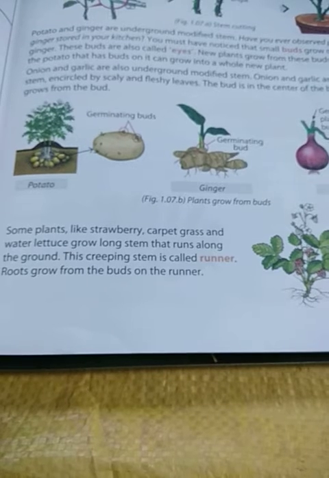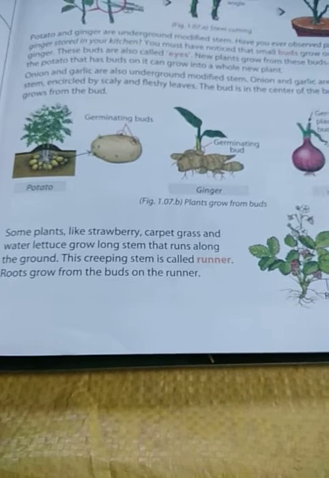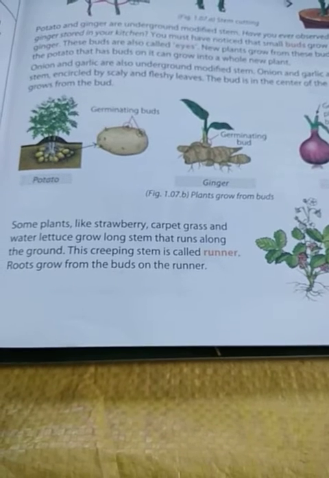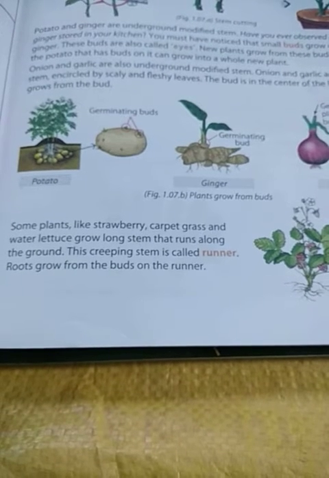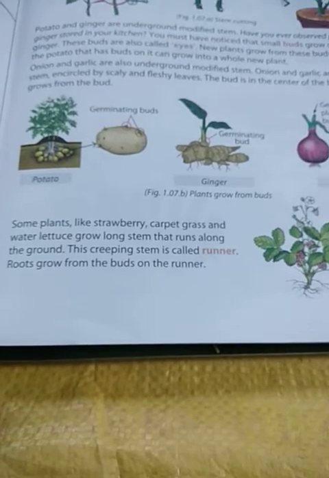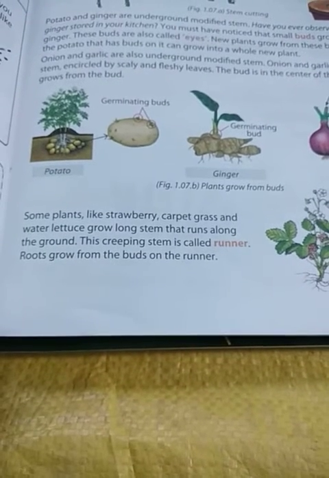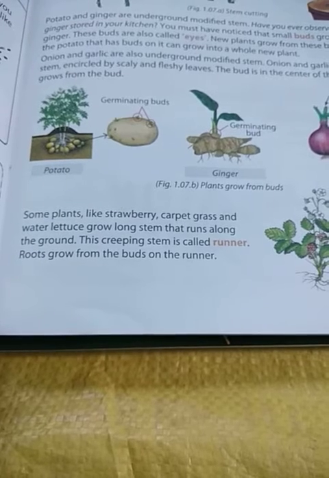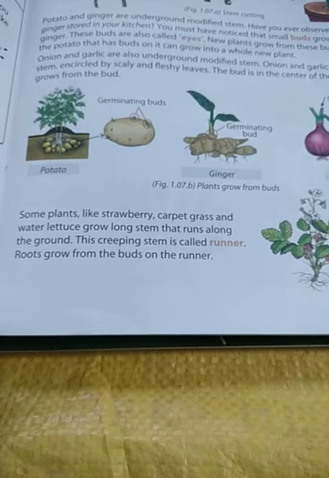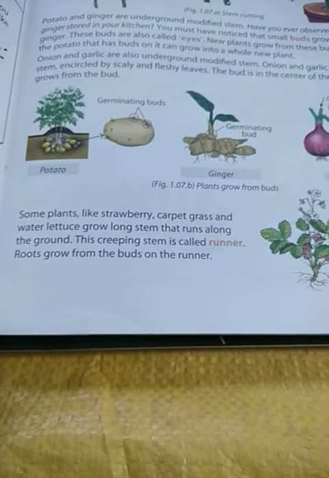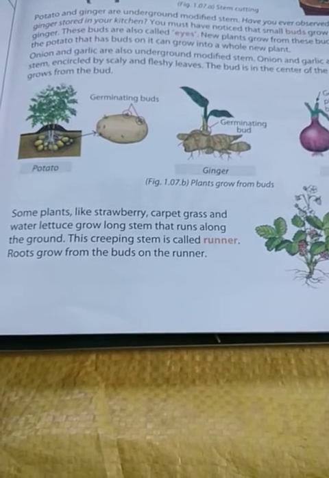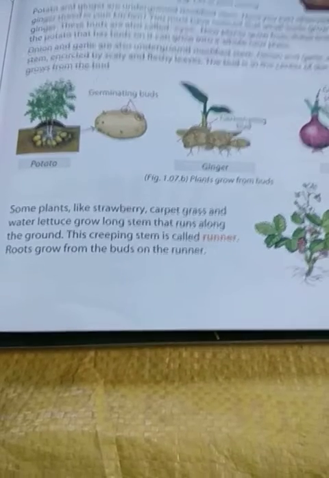Children, onion and garlic are also underground modified stems. Onion and garlic are surrounded by scaly and fleshy leaves, and the bulb is present in the middle. These bulbs form many new plants, and every bud grows and forms a new plant.